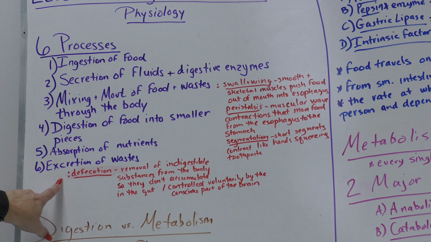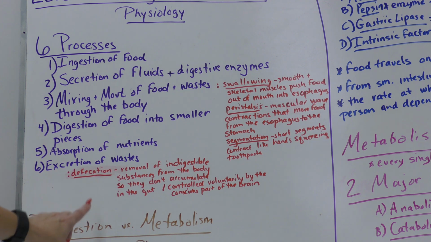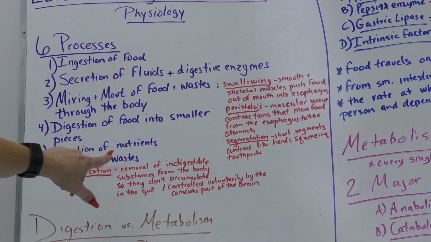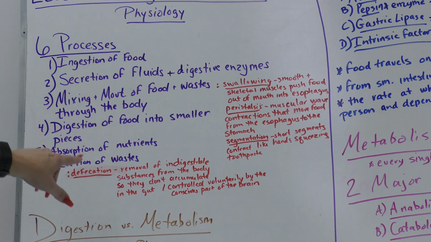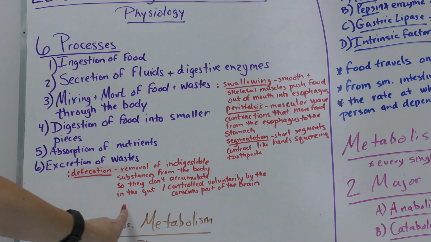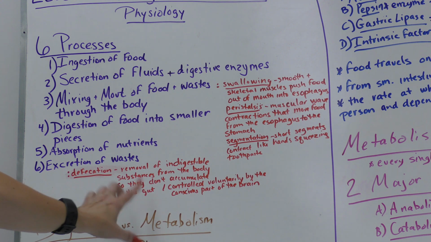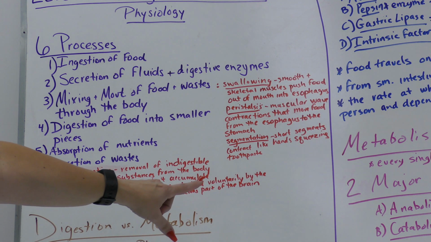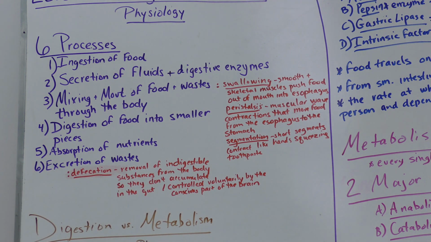And then we want to excrete our wastes. And that process is called defecation. And those are indigestible substances. Substances that your body doesn't need or it can't digest. And then they accumulate in your gut and cause a lot of problems. So we want to get rid of those. That's controlled voluntarily by a part of your brain. And then I wanted to look at digestion versus metabolism.